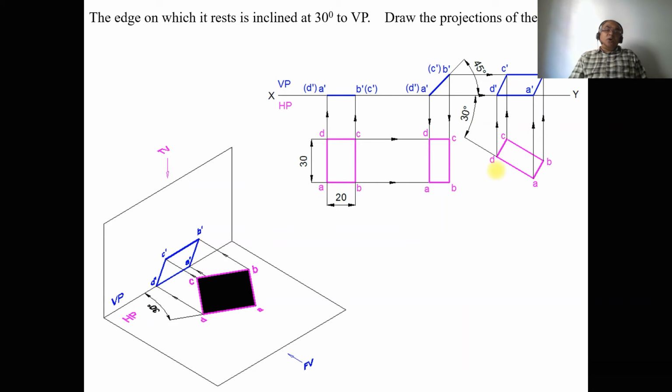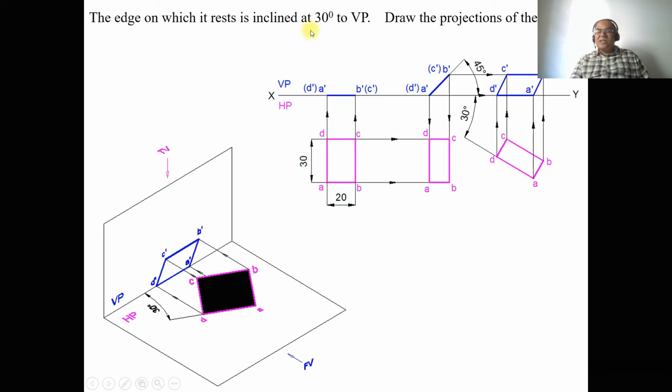Now, the edge on which it rests is inclined to HP at 30 degrees. So, the edge on which it rests is inclined at 30 degrees to VP. Draw the projections. Which is the edge which is resting on HP? The edge resting on HP is A dash, D dash. How do I know that? We can see here A dash, D dash is the edge which is resting on HP, but that edge is inclined to VP at 30 degrees.